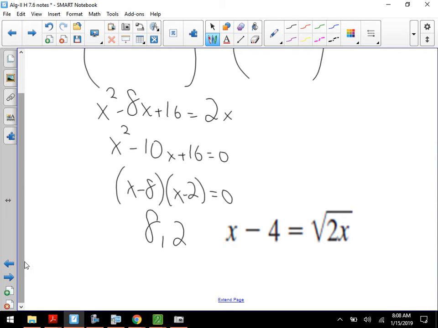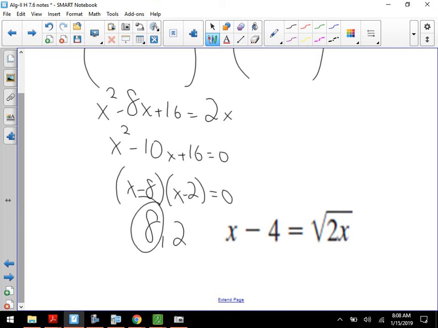Well, if I substitute in for 8, 8 minus 4 is 4. 2 times 8 is, square root of 16 is 4. Okay, so 8 works. Both of them could work. Both of them could not work. Or only one of them could work.